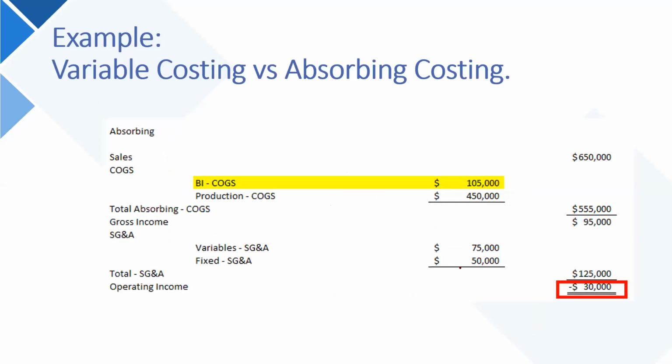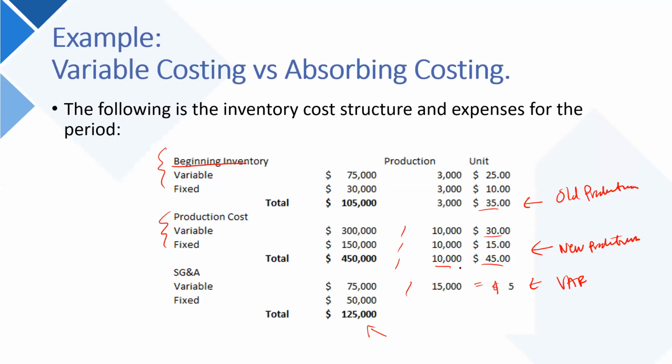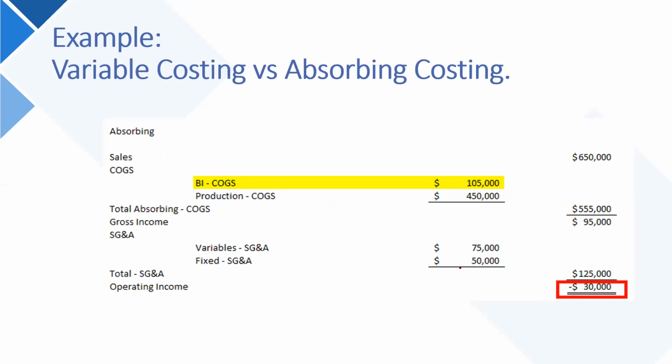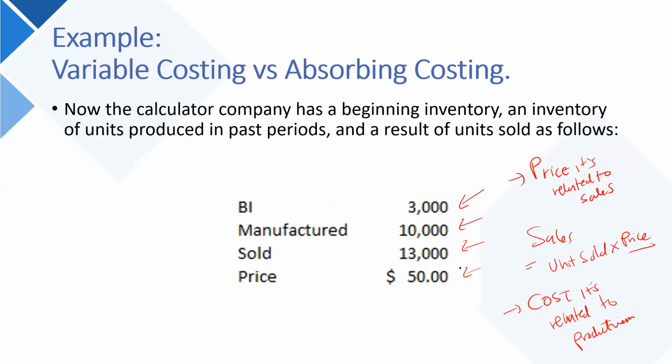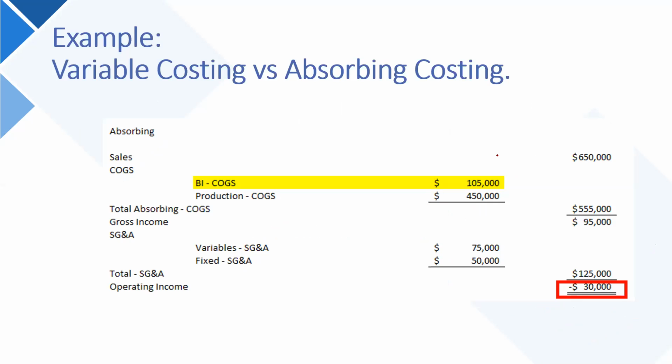Now let's get down to the absorbing method. And remember, we need to evaluate the inventory using the fixed and variable unit cost. The first thing we do is we start with the sales, and the sales is 13,000 units times 50. That's here. So let's start with that one. 13,000 units times 50 is 650,000. Do you all agree with that? Yes. Okay, perfect.